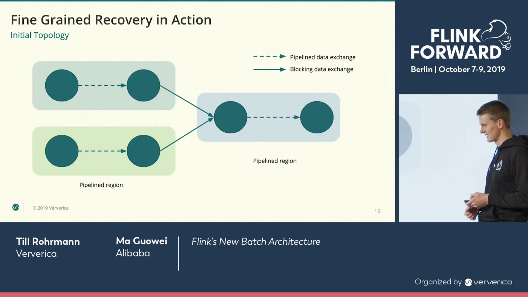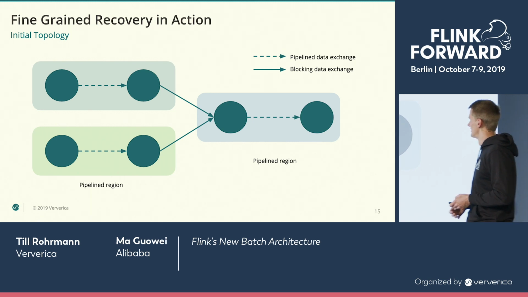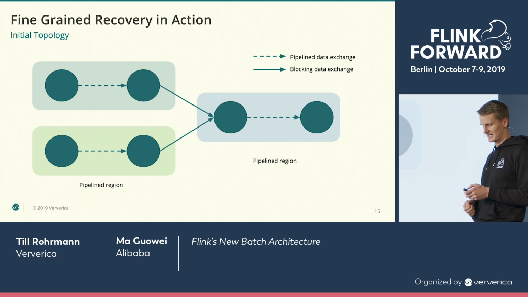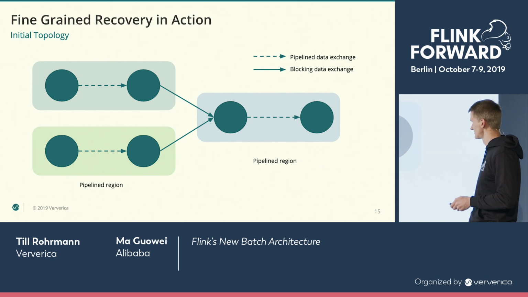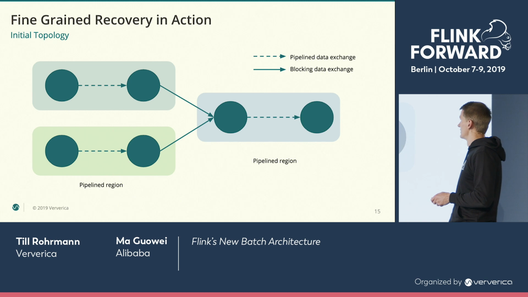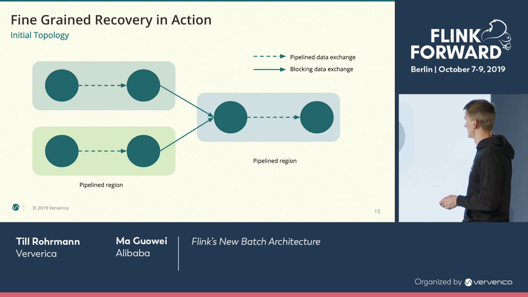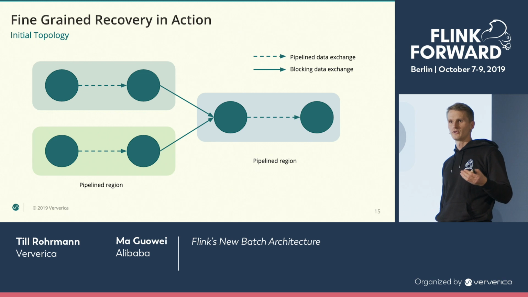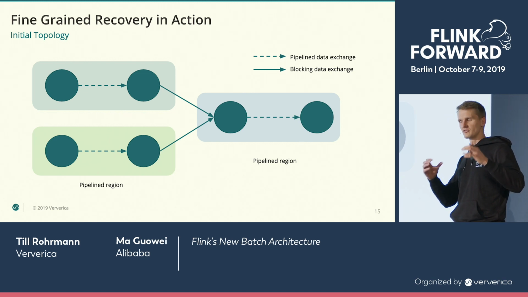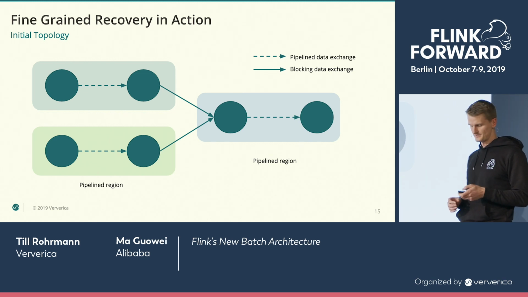And yeah, maybe let's make this a bit more concrete by taking a look at this example. Assume we have the following setup. We have 6 operators. These 2 are connected via a pipeline data exchange, these ones as well, and both produce results in a blocking fashion for the 3rd pipeline region. A pipeline region is a connected component of operators which are exclusively connected by pipeline data exchanges.